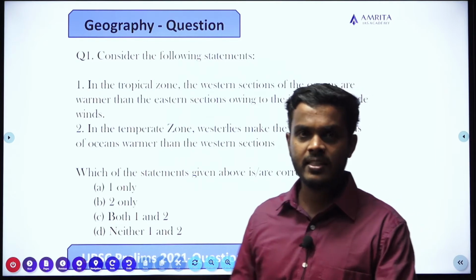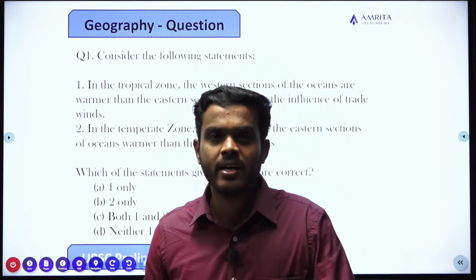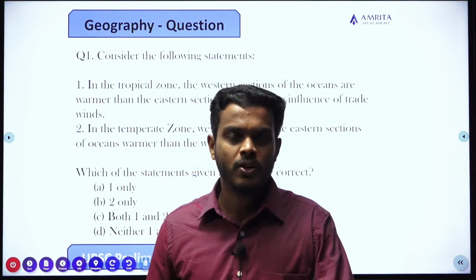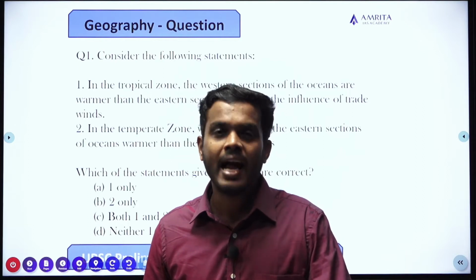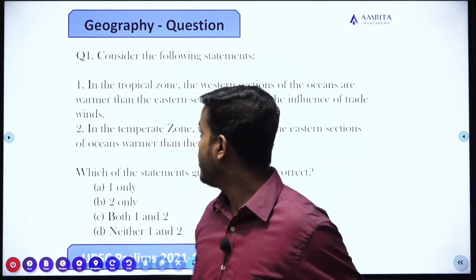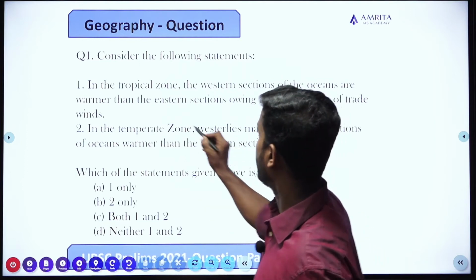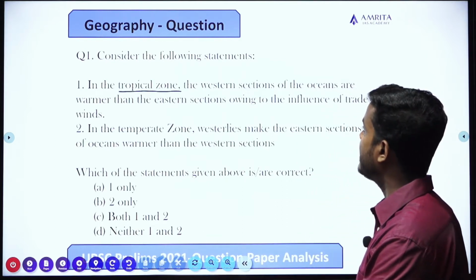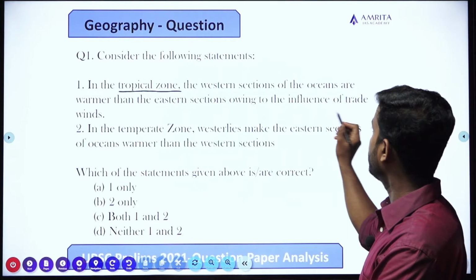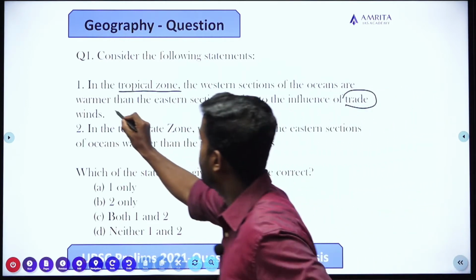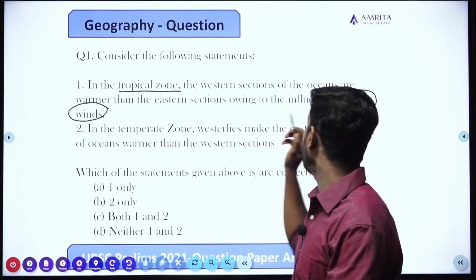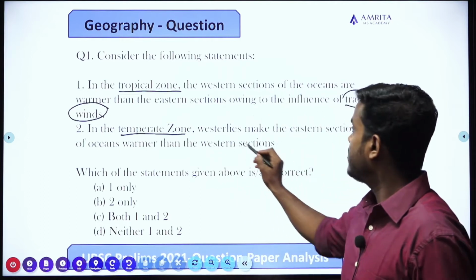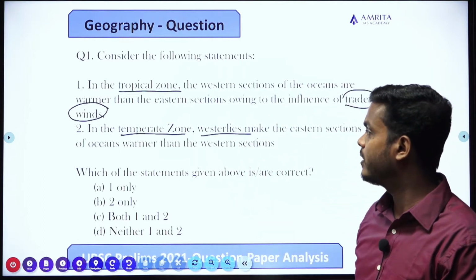This is a highly conceptual question. Here we have two major concepts. The first is related to the surface winds, the prevailing winds of the world, and the second is related to ocean currents. Going back to the first statement: in the tropical zone, the western sections of the oceans are warmer than the eastern sections owing to the influence of trade winds. Here we have two keywords, tropical zone and trade winds. Again, in the temperate zone, westerlies make the eastern sections of the oceans warmer than the western sections.